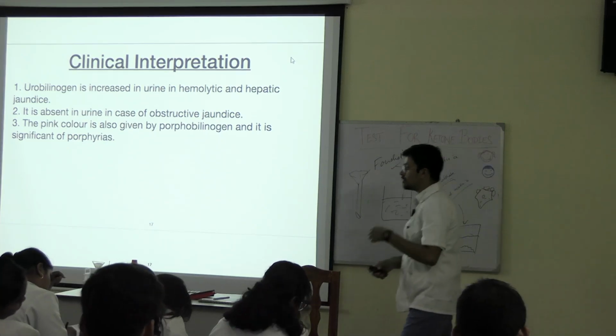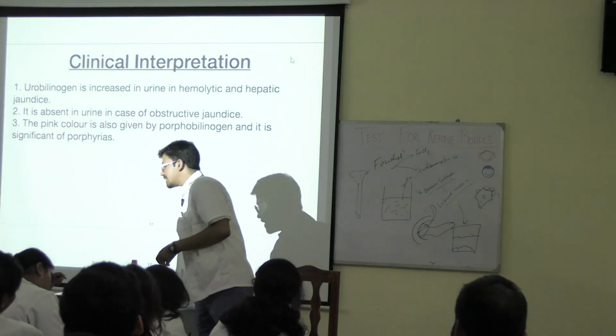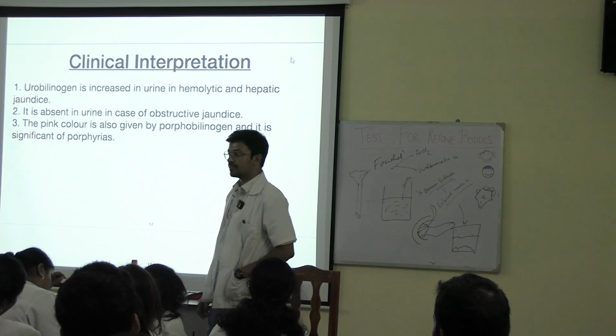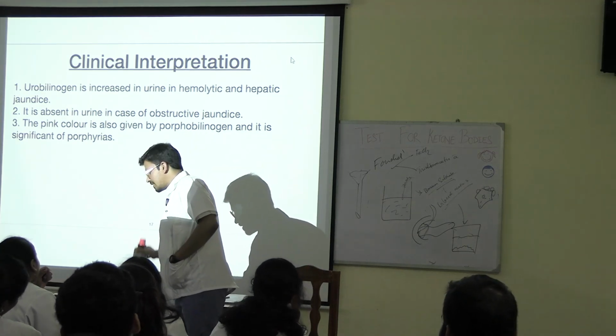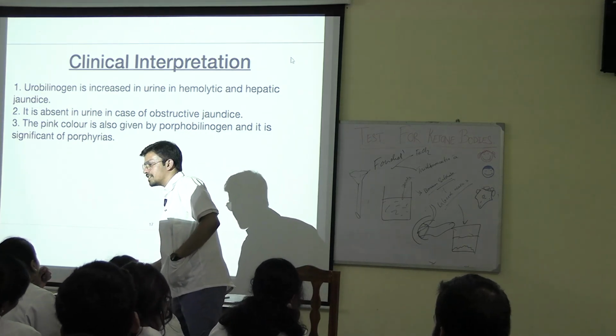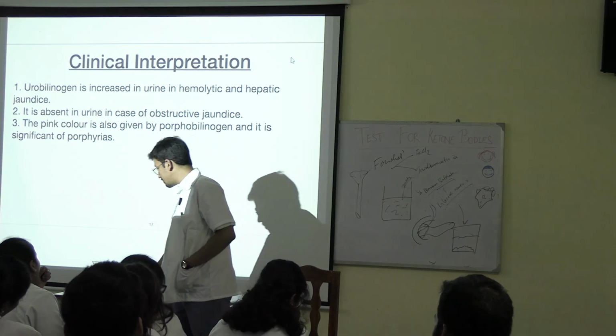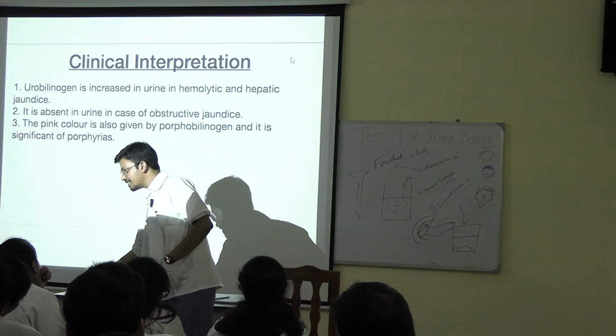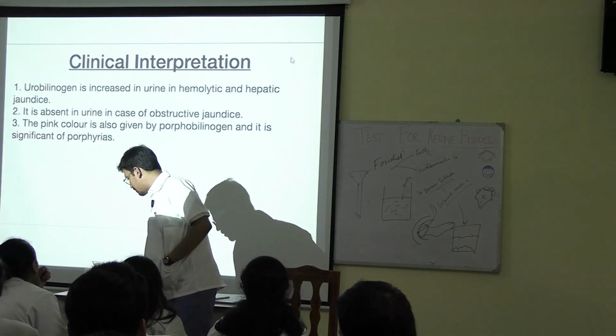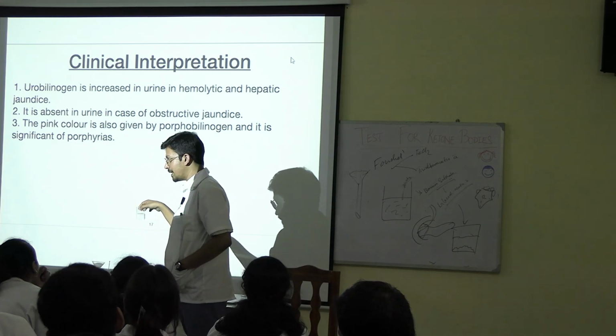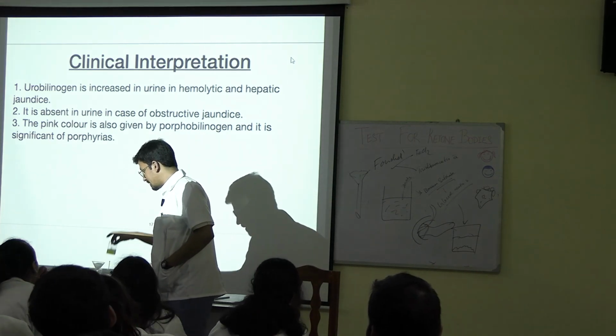Okay, now to my test. Did anybody notice that I did not add glacial acetic acid into it? See, glacial acetic acid is over here. I did not add the glacial acetic acid. What did I add over here? What is this? Barium chloride is this one. Clear. This is barium chloride. This is clear. This is the urine sample.